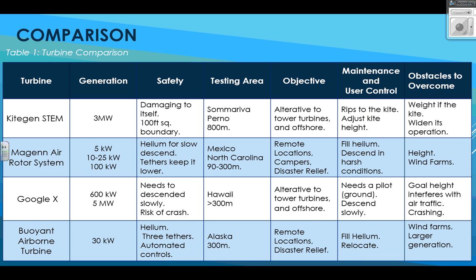Here's just a comparison of the turbines. You can see the generation in the first column. Safety, as we mentioned, the Google X, which is an autogen turbine, is more at risk than the balloon turbine. Where they're being tested, objectives to overcome is important, as some are trying to replace normal tower turbines on and offshore, and others are looking for remote locations or disaster relief.